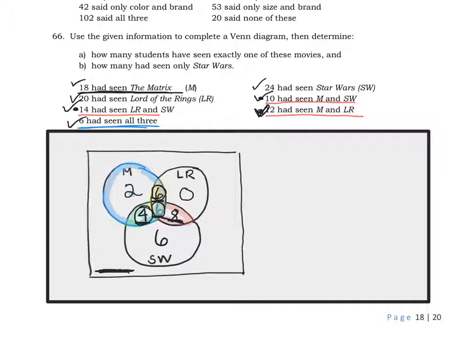All right, now let's actually answer the questions that they asked up here on A and B. They asked how many students have seen exactly one of these movies. Well, that means that we're going to add the 2, because these people saw The Matrix only, nobody saw Lord of the Rings only, and 6 people saw Star Wars only. So that's going to be 8. And then B is pretty simple. They said how many people had seen only Star Wars. Well, these 6 people had seen Star Wars and nothing else.